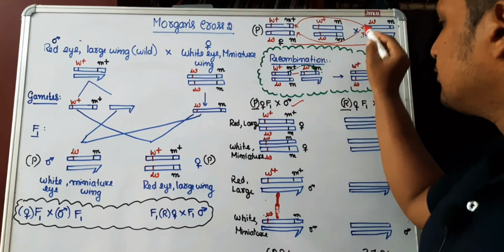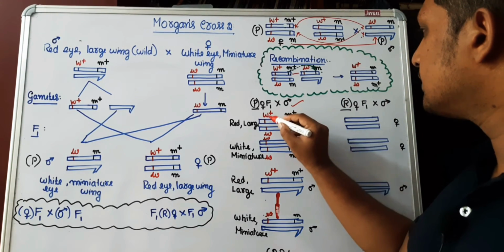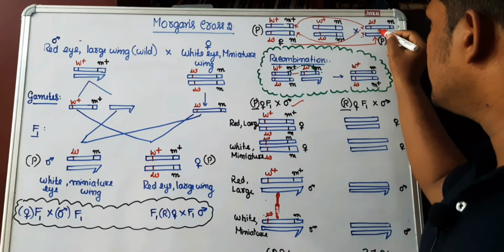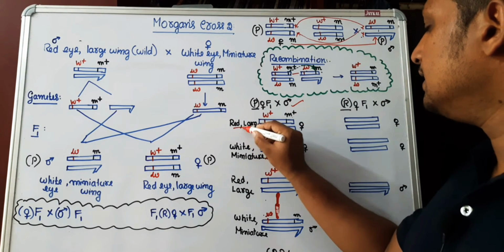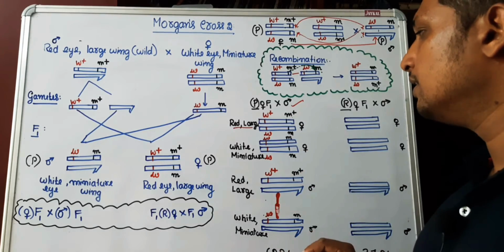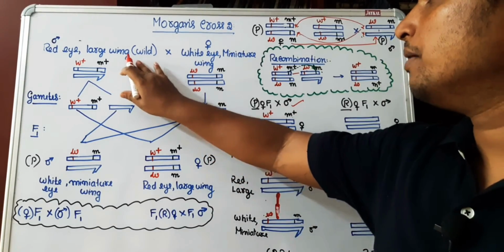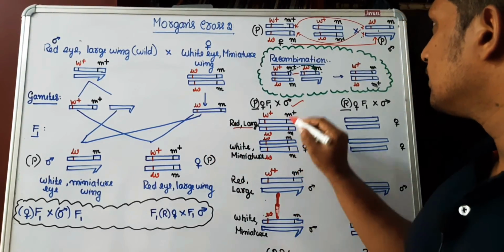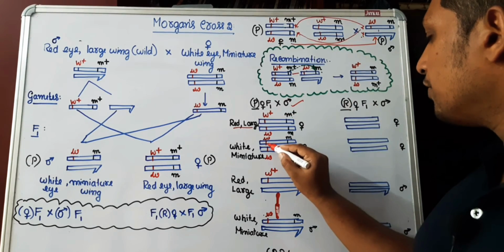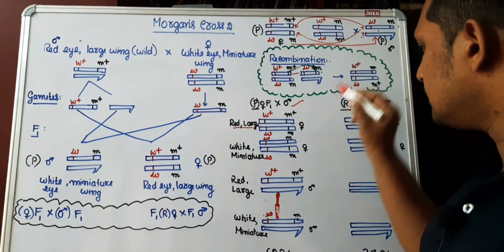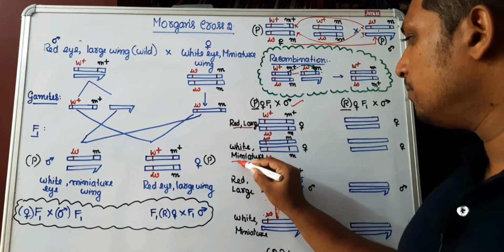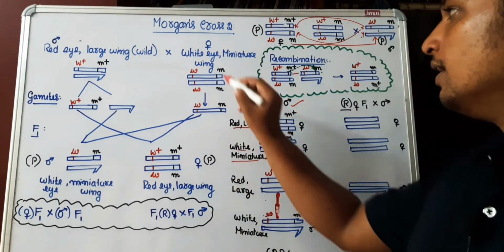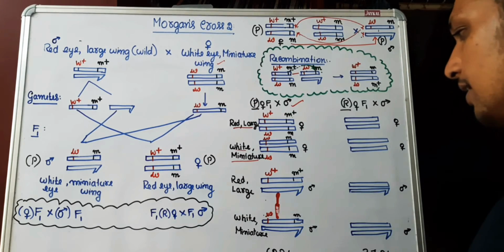First X of female, that is W plus M plus, with the first X of male, small w small m, will give you red-eyed large-winged female. It is again a parental character. Next, second X of female with the first X of male will give me white-eyed miniature winged female. Again it is a parental character.